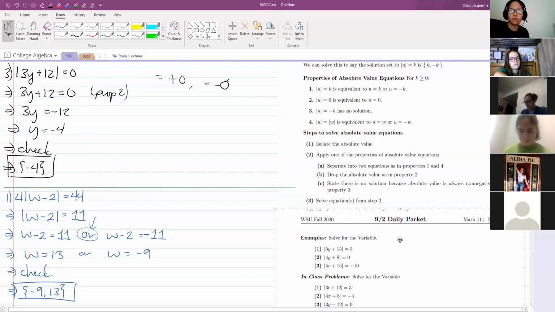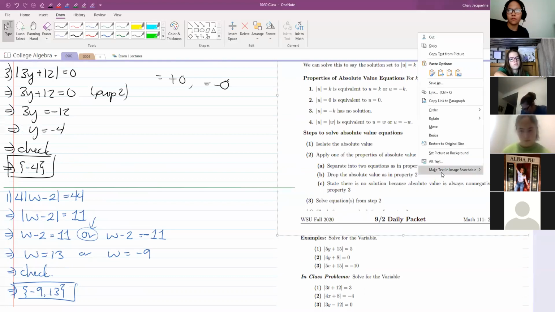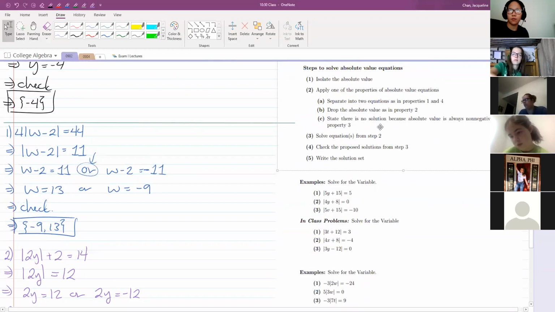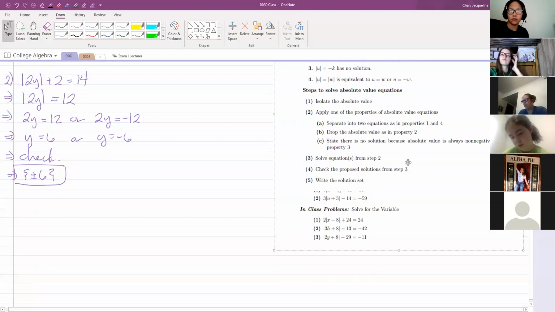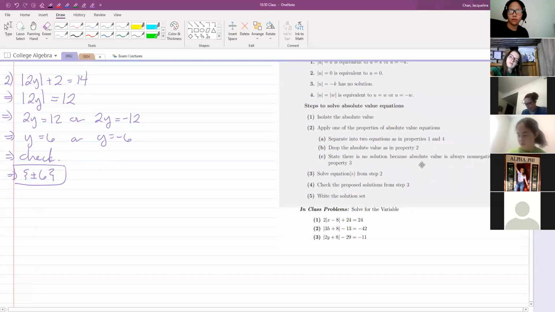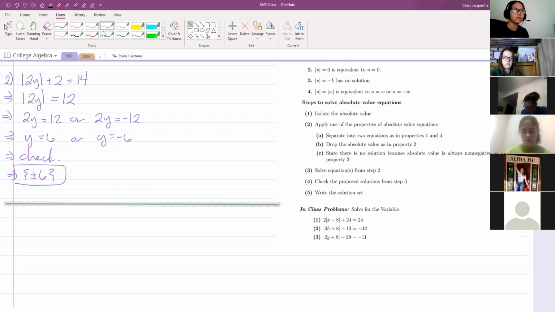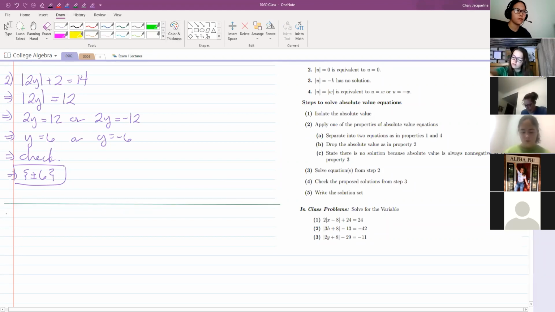Any questions? Oh, okay, got it. So let me bring this down, and let's work on the third set of problems. Again with this, we're still solving absolute value equations. So same steps, we just have to do a couple more things.